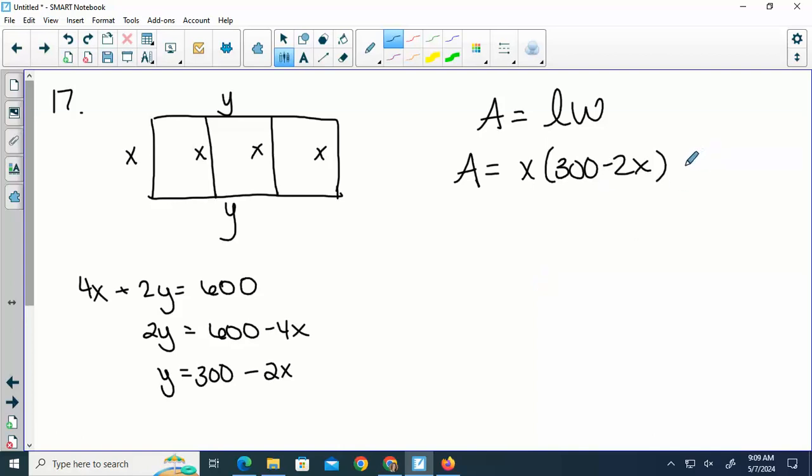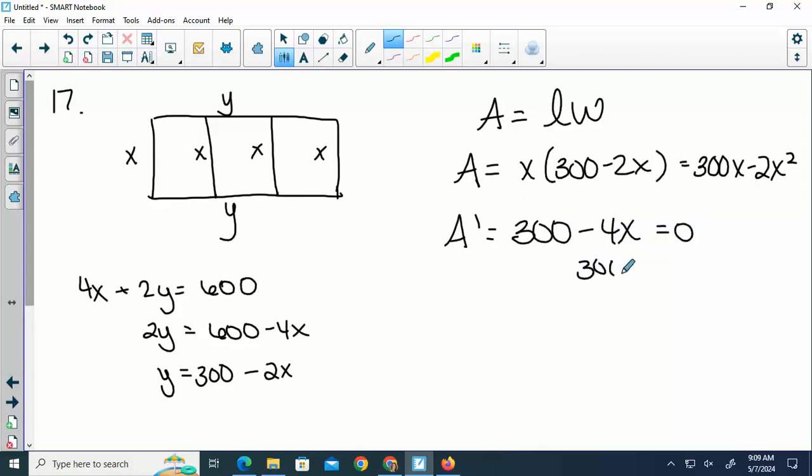What should I do before I do my derivative? Yeah, simplify, distribute that out. So now if I want to maximize, we do our derivative. So derivative of 300x is 300 minus 4x. Anytime we're doing a maximum or minimum, we do the derivative and set it equal to 0. Divide by 4, and we get 75.